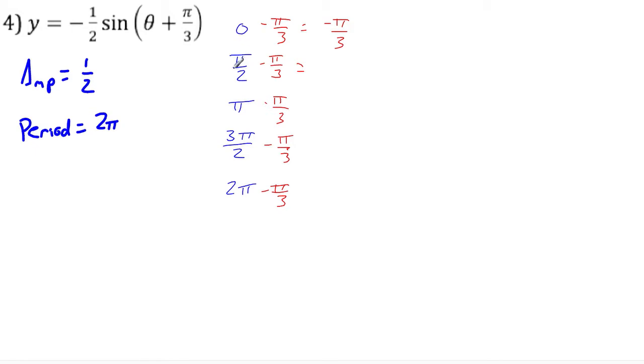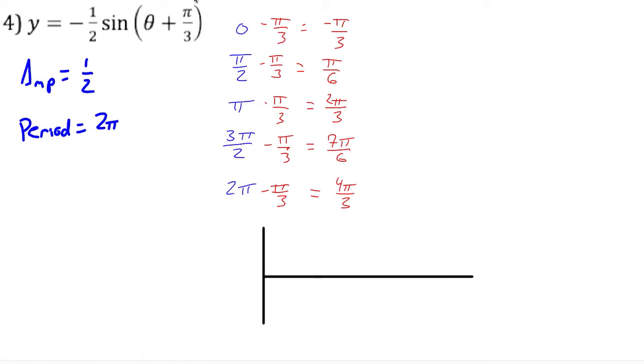This is 3 pi over 6 minus 2 pi over 6 gives me pi over 6. 3 pi over 3 minus pi over 3 is 2 pi over 3. 9 pi over 6 minus 2 pi over 6 is 7 pi over 6. And then here, 6 pi over 3 minus pi over 3 is 4 pi over 3. Then I would just multiply by 1, but I don't need to do that since if I multiply or divide by 1, it stays the same. So the amplitude is going to be, again, 1 half, so it's 1 half and negative 1 half.